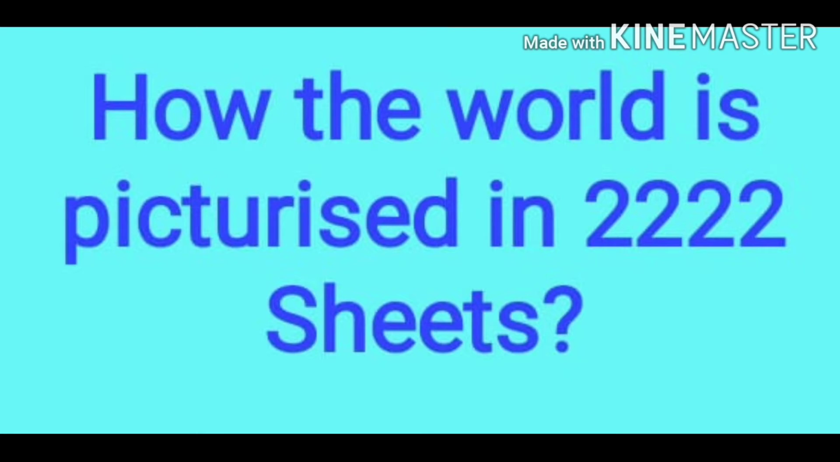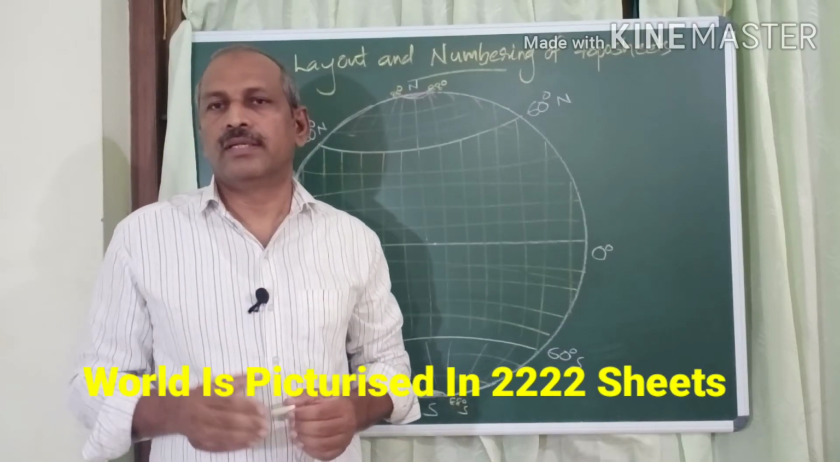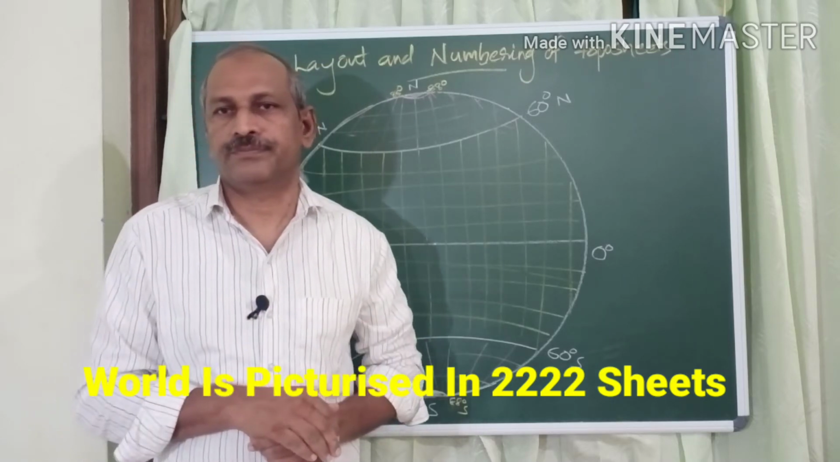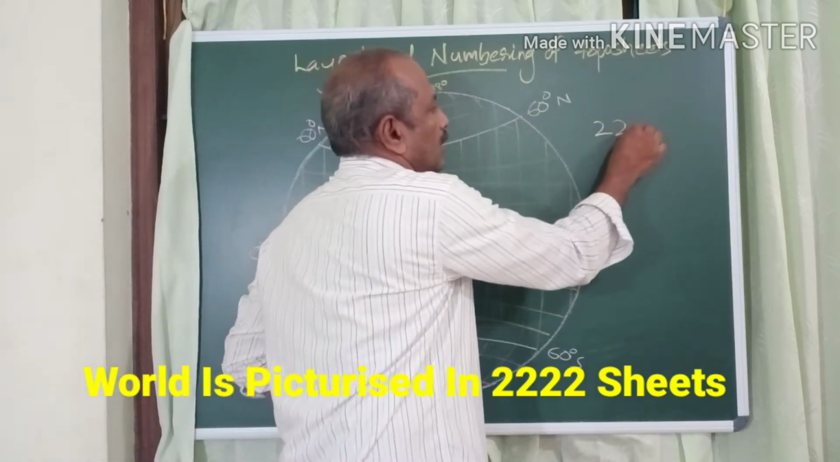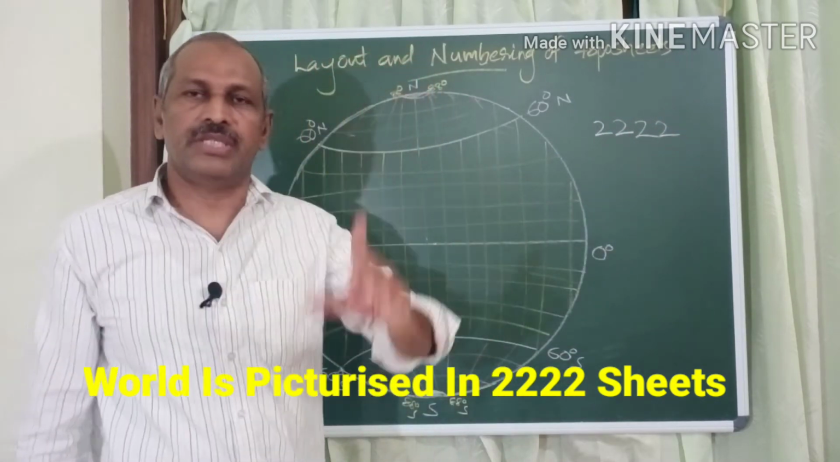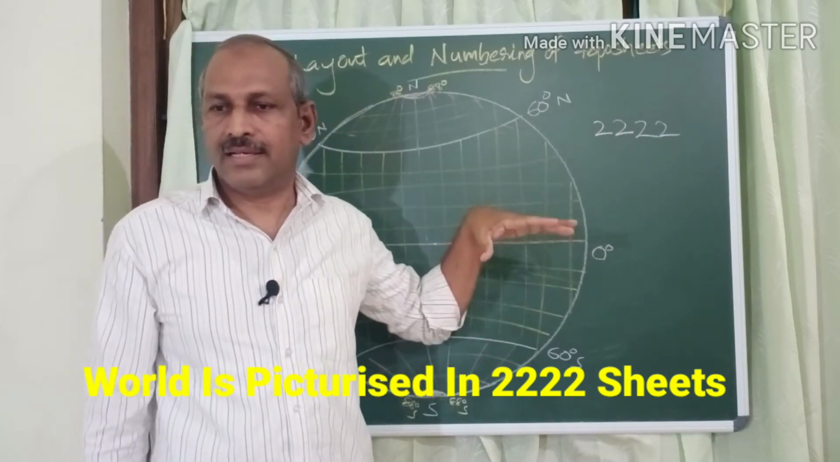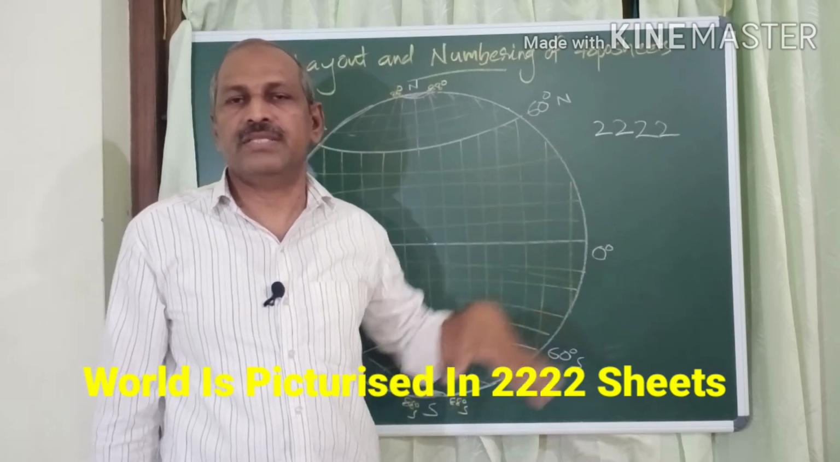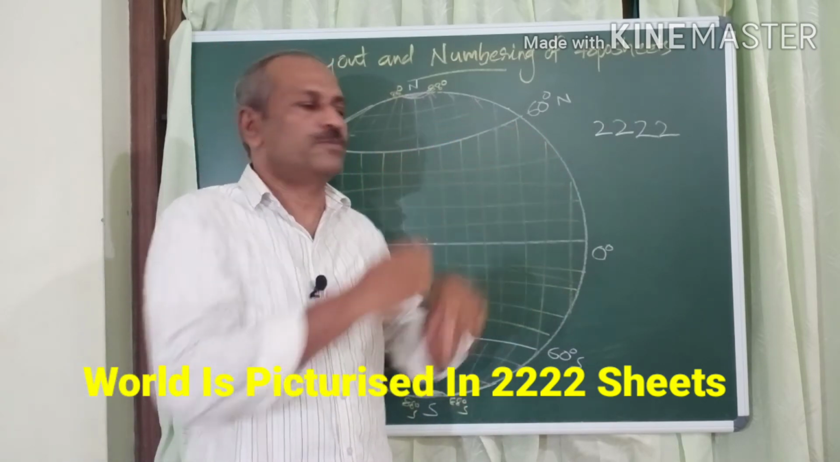Now let us see how the world is picturized in 2222 sheets. The topo sheets for the whole world have been prepared in several sheets of the same size and shape. The whole world is picturized in 2222 sheets in total. In fact, it is the base of preparation of a topo sheet, and that base is the international projection.